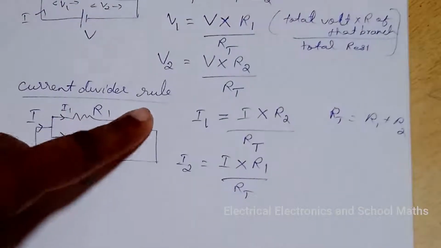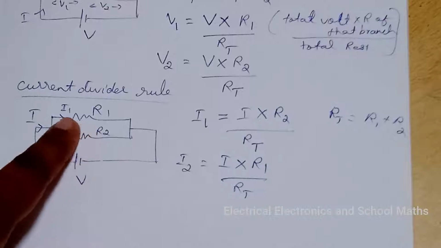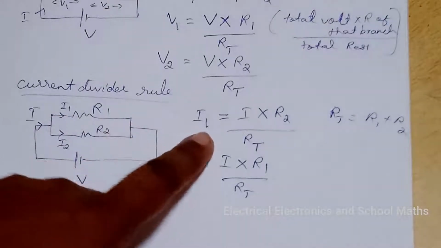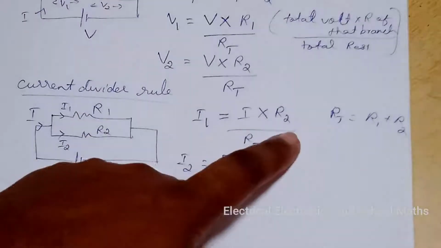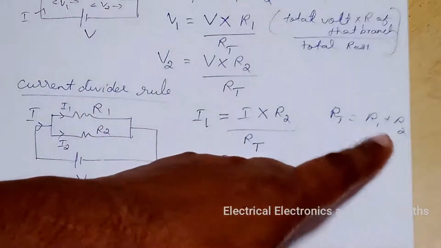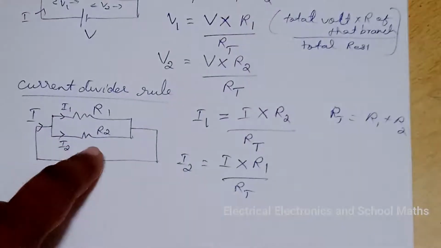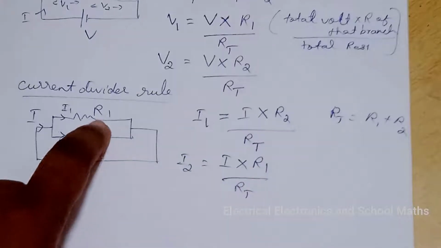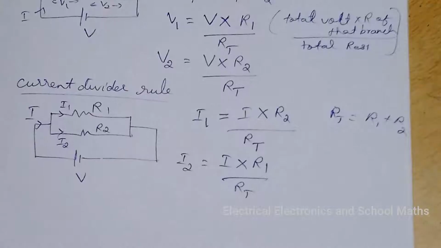Next is the current divider rule. So we have to find the current in each branch in a parallel circuit. The current I1 is total current I into the resistance of the other branch divided by the total resistance. The total resistance is R1 plus R2 in this case, and I2, the current through this branch, is total current I into the resistance of the other branch, that is R1, divided by the total resistance.